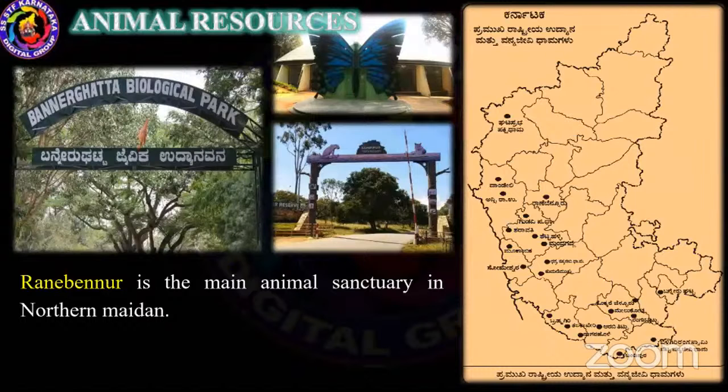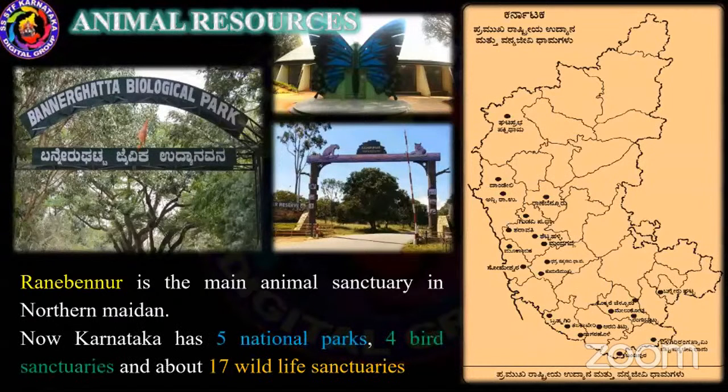The important wildlife sanctuaries are Ranebennur. You can see that in the map also, important national parks and wildlife sanctuaries here. Ranebennur is in Haveri. Now Karnataka has 5 national parks, 4 bird sanctuaries, and 17 wildlife sanctuaries here.